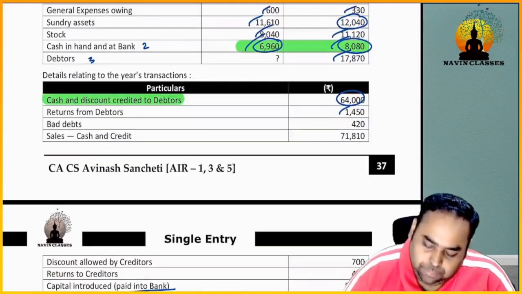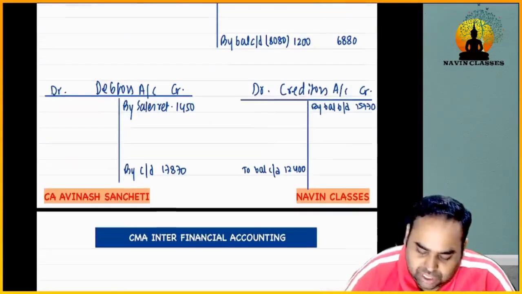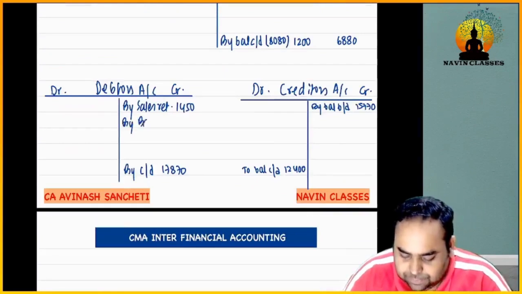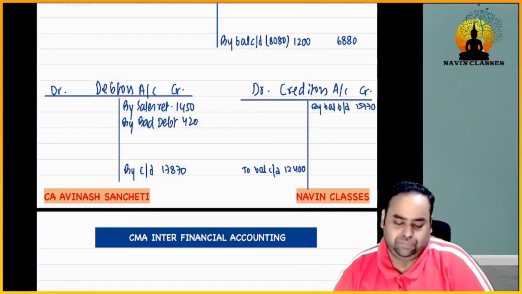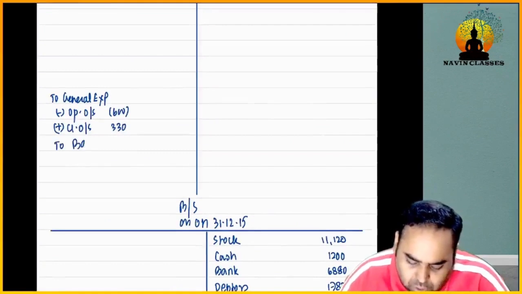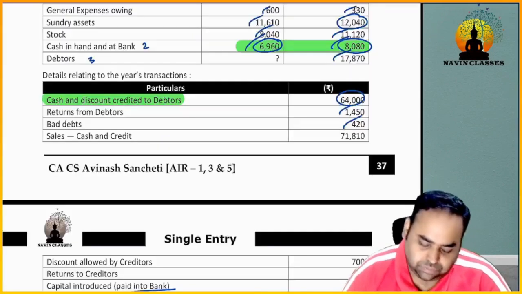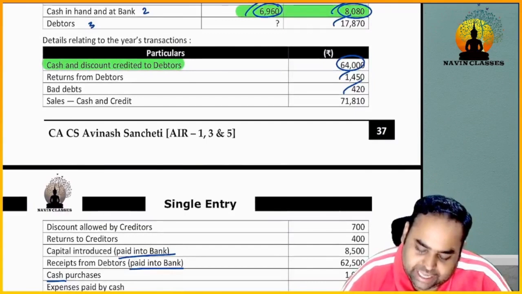1450. Now next you can see we have bad debts of 420. So the bad debts will come into the debtors account, all right? Now where will this bad debt go? It will go to the P&L because this is a loss. Bad debts 420.